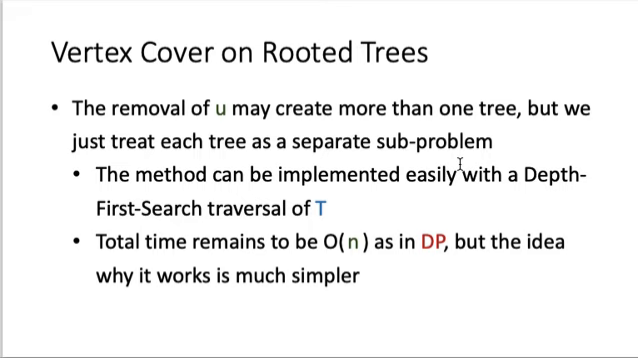And notice that this method can be implemented easily with the depth-first search traversal on the tree T. So in that case, the total time for applying this method is order n. It is the same as the order n time that we had using the dynamic programming. But here the idea is simpler, and so this is somehow an easier to understand method. Okay, so this is the discussion on the vertex cover on rooted trees.